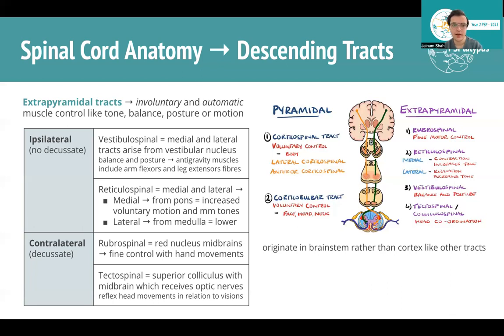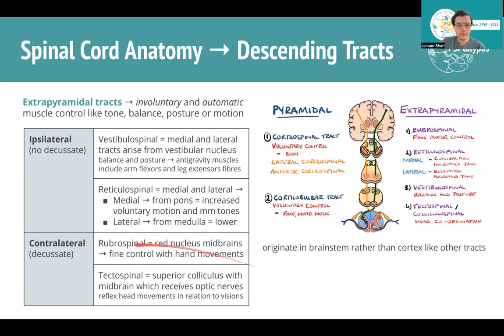And then you've got reticulospinal tracts, which also have a medial and lateral aspect, but they actually have very different functions. The medial aspect comes from the pons, and it increases voluntary motion and muscular tone. Whereas in situations where you don't want that, the lateral tract, which comes from the medulla, goes and relaxes those muscles. So reduced voluntary motion and reduced muscle tone.